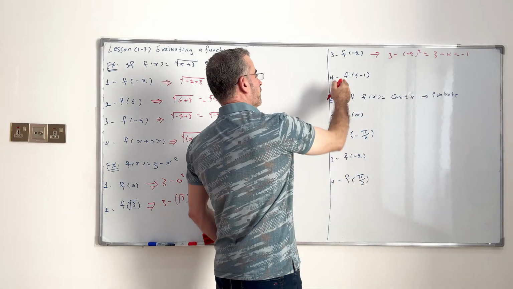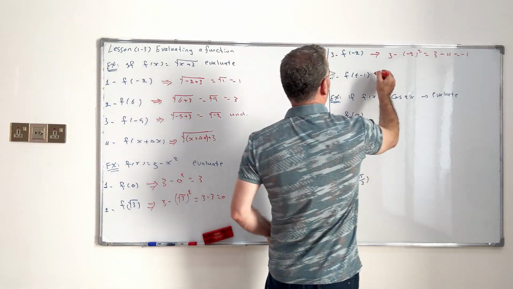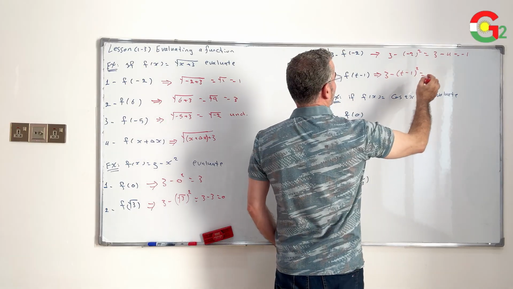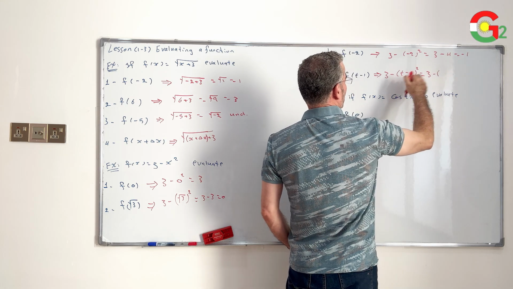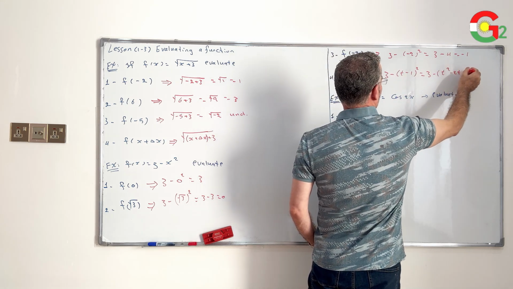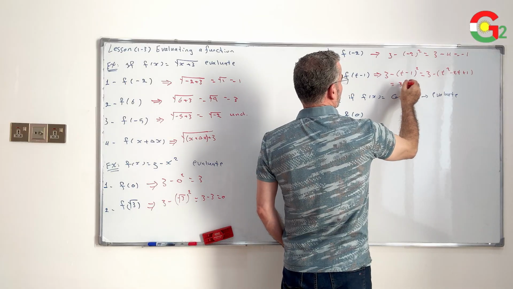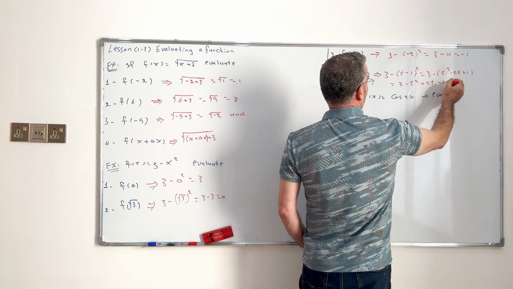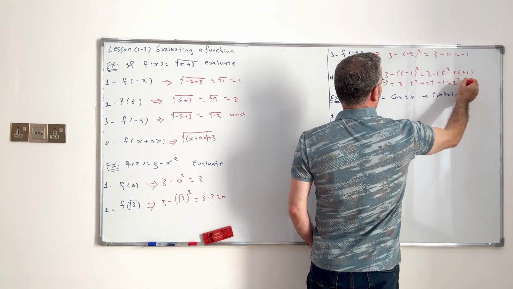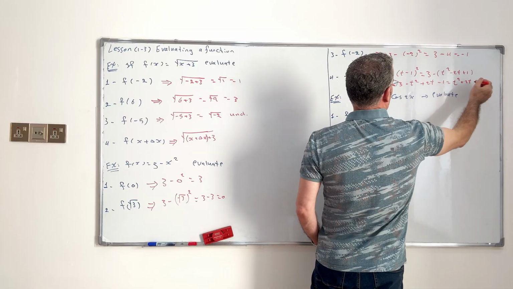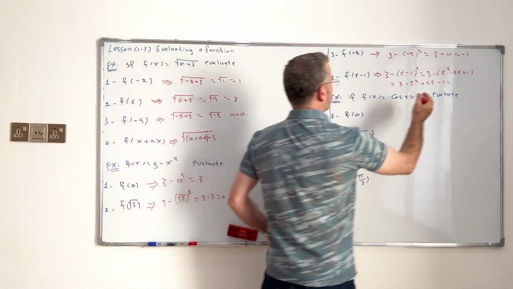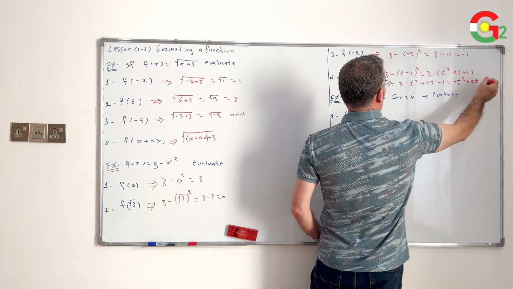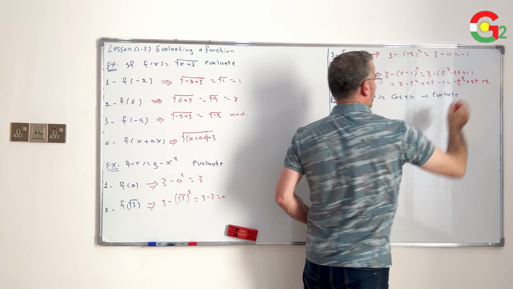F of t minus 1 will be 3 minus (t minus 1) squared, equal to 3 minus, open this bracket, t squared minus 2t plus 1. Simplify: 3 minus t squared plus 2t minus 1, equal to negative t squared plus 2t, plus 3 minus 1, which is 2. It will be negative t squared plus 2t plus 2.